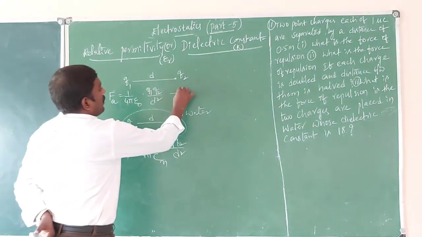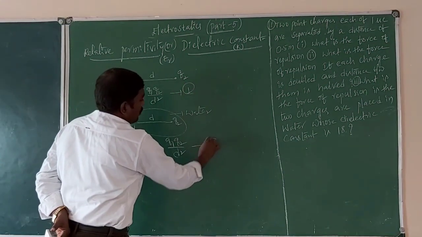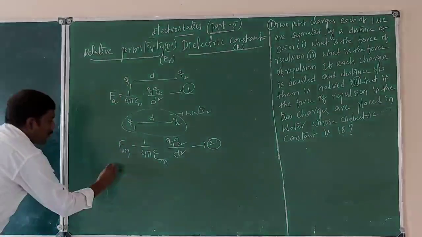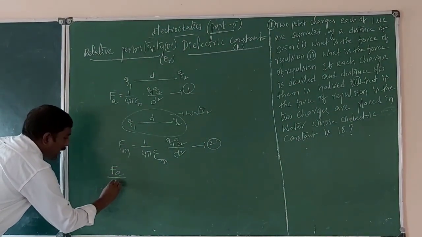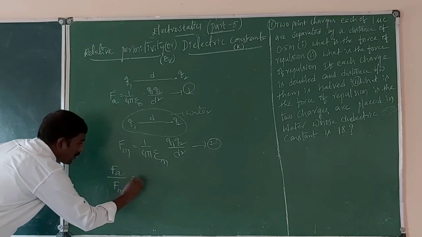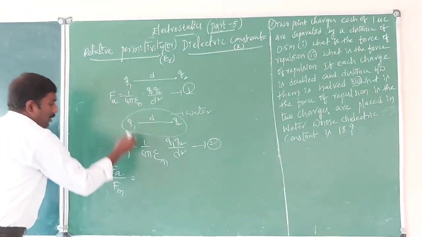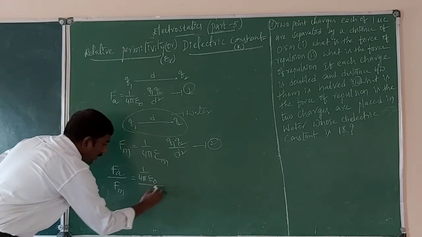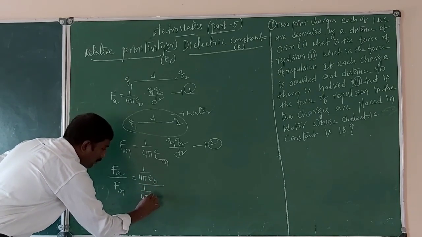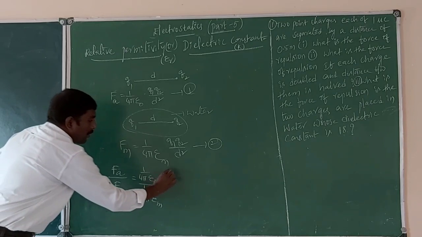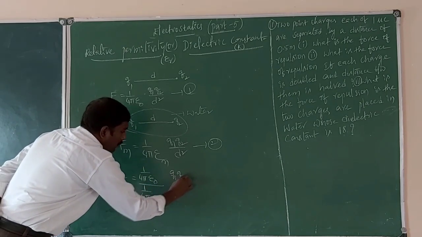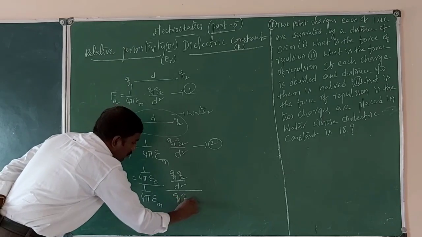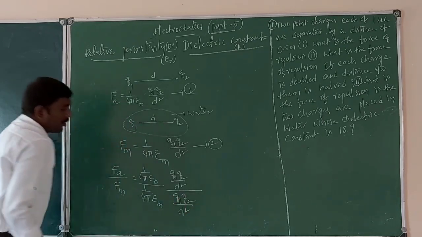This is equation number 1. This is equation number 2. Dividing 1 by 2, F_a by F_m is equal to 1 by 4 pi epsilon naught divided by 1 by 4 pi epsilon m, times Q1 Q2 by D square divided by Q1 Q2 by D square.